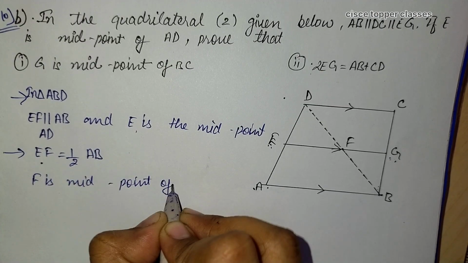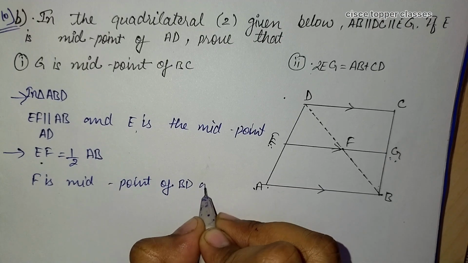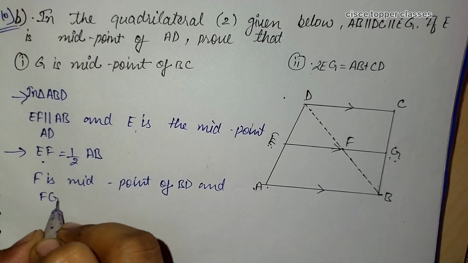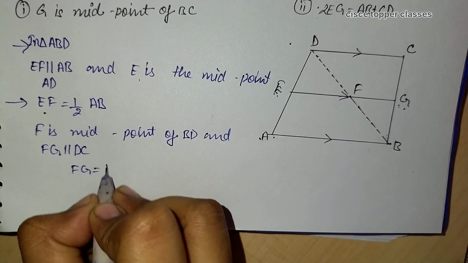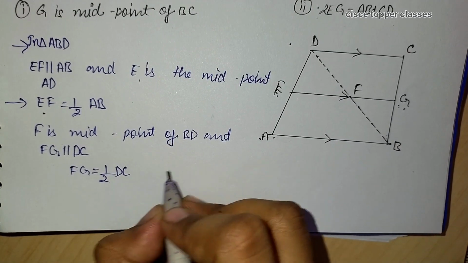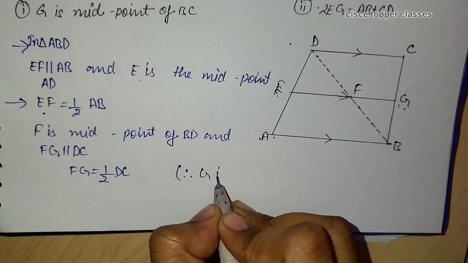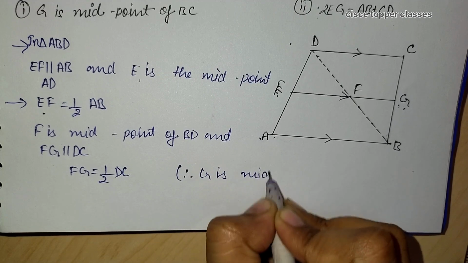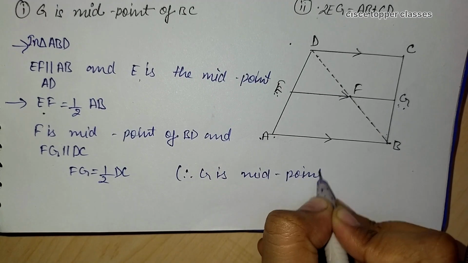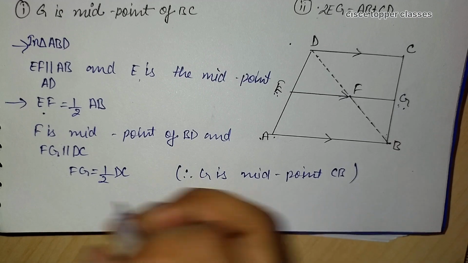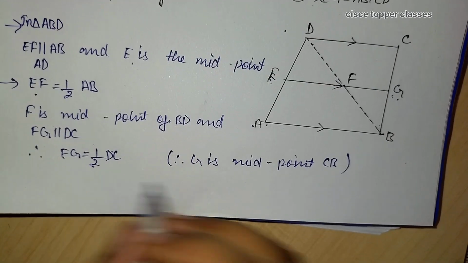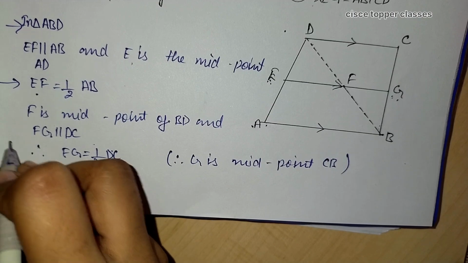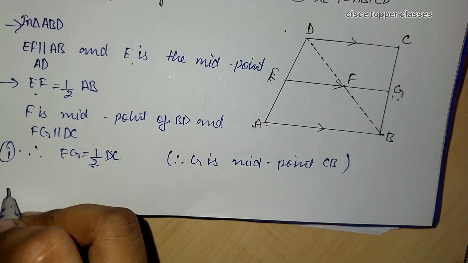of side BD, and FG is parallel to DC. So we can write that FG is equal to half of DC, and here we can say that G is the midpoint of side CB, because FG is equal to half of DC. Hence, we proved the first part, that G is the midpoint of BC.